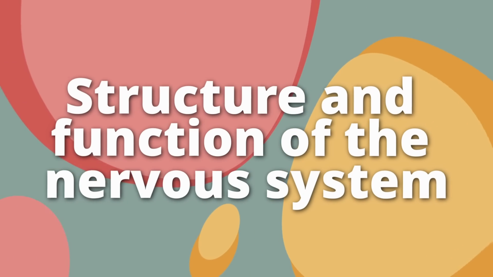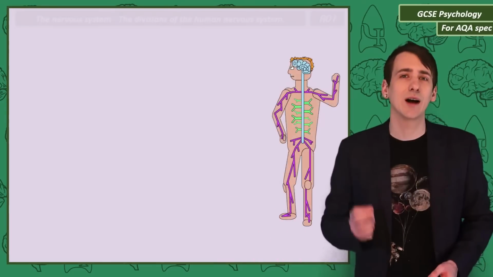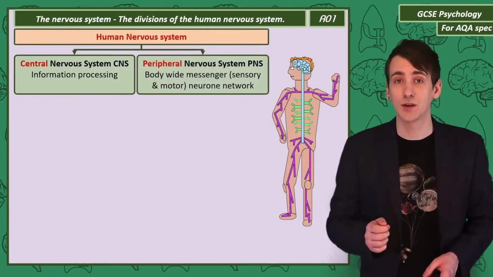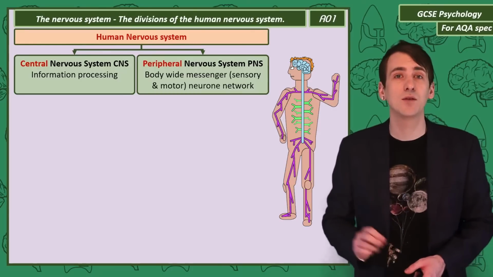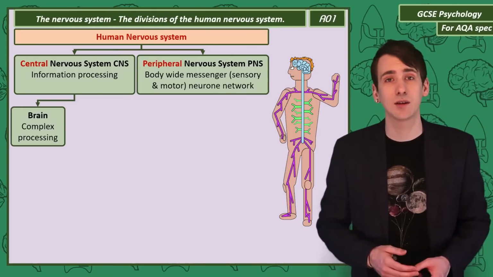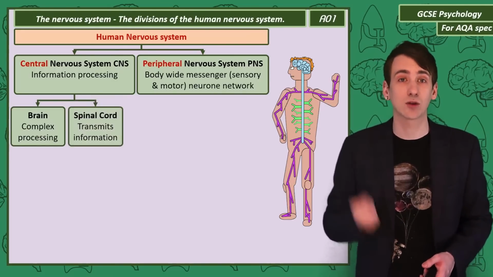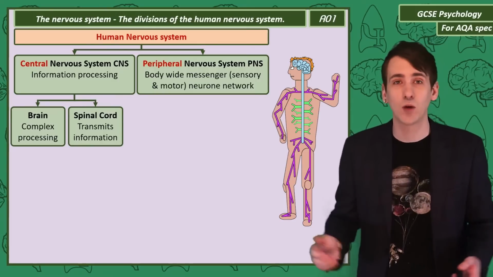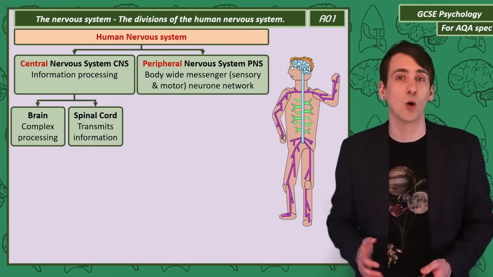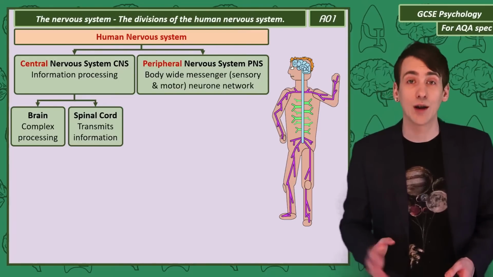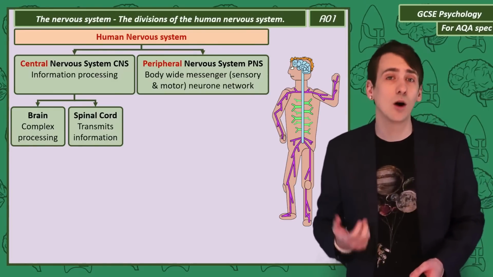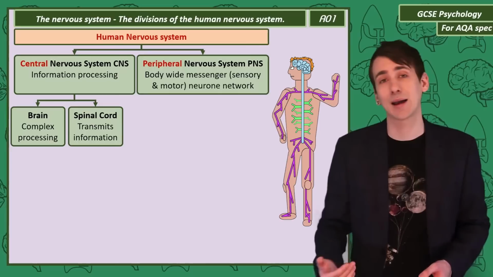The structure and function of the nervous system. So let's start by dividing out the human nervous system, the web of nerves that run throughout your body. The central nervous system, or CNS, is where information is processed. And it contains, of course, the brain, where complex processing takes place, but also the spinal cord that transmits information between the brain and the rest of your nervous system. The rest of your nervous system is the peripheral nervous system, or PNS. It's constructed of a network of messenger neurons, either sensory for bringing information to the brain, or motor from the brain back out to the body.